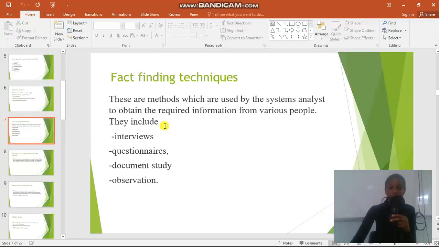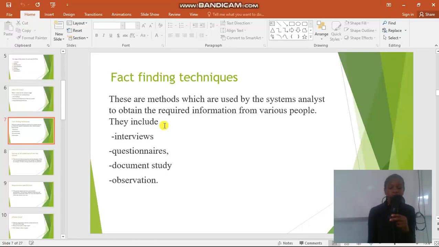These are the methods used by the system analyst to obtain the required information from various people. These techniques include interviews, whereby a system analyst asks questions on a one-on-one basis to people that are using the system. Number two, we have questionnaires, whereby the system analyst drafts questions on paper and gives them to people that are using the system so they answer.